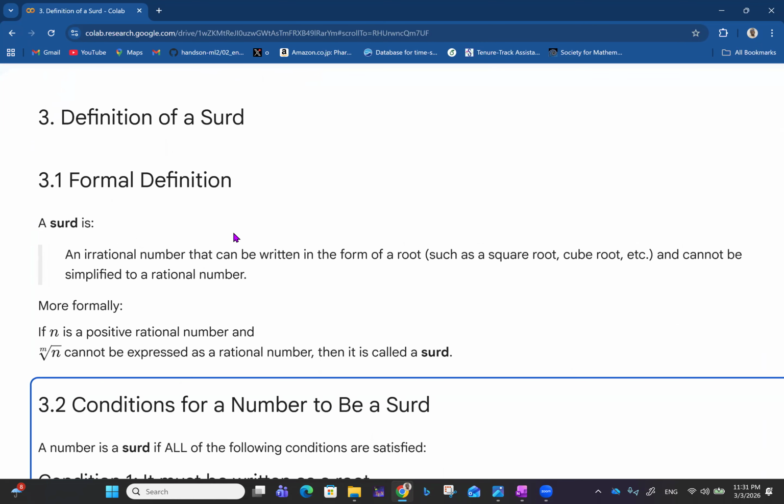Definition of a surd. This is the formal definition. A surd is an irrational number that can be written in the form of a root, such as the square root, cube root, etc., and cannot be simplified to a rational number. So any square root you can simplify to a rational number is not a surd. So a surd is irrational and it can be expressed in the form of roots, starting with the square root. More formally, we can say that if n is a positive rational number and the mth root of n cannot be expressed as a rational number, then it is called a surd, right?